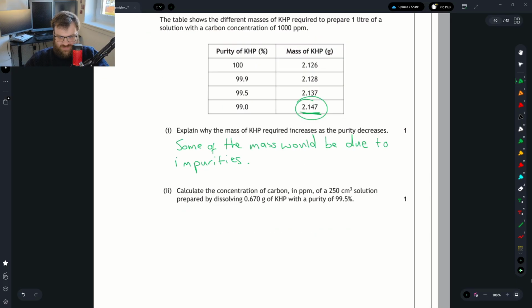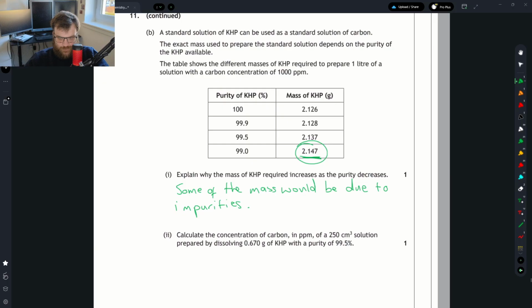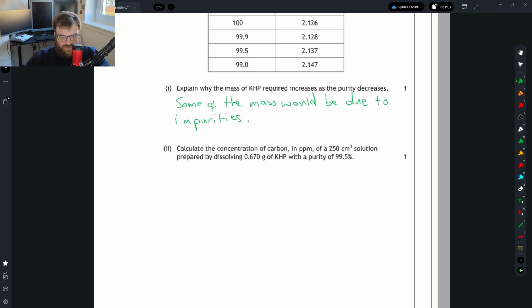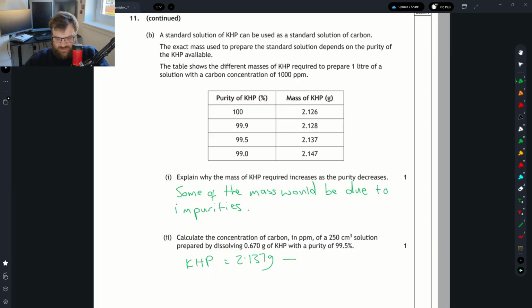Concentration of carbon, 150 centimetres cubed, 0.67 grams, purity of 99.5. Lovely. So we're dealing with the 99.5%. So that would require KHP to go to 2.137 grams. Now we have only got 0.67 grams. So that is for 1 litre of 1000 ppm.